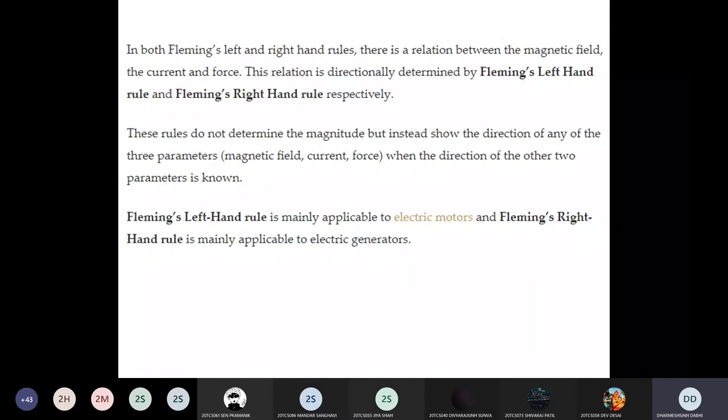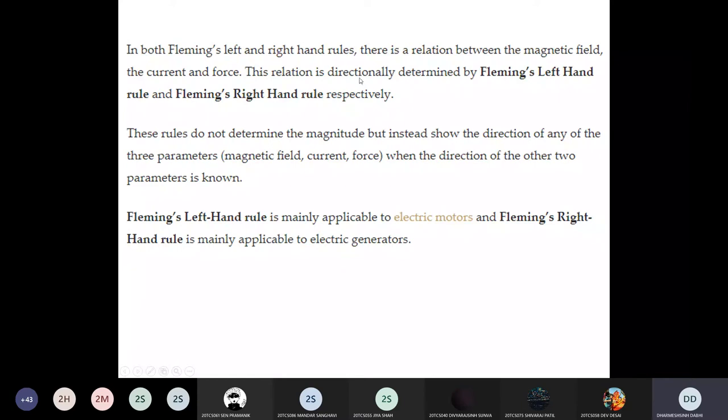Both are different things. In both the Fleming right and left hand rule, there is a relationship between what? Magnetic field, current, and force. Yeah, there are three terms: magnetic field, current, and force. Those three terms come into this left and right hand rule. The relation is directly determined by Fleming left and right hand rules.